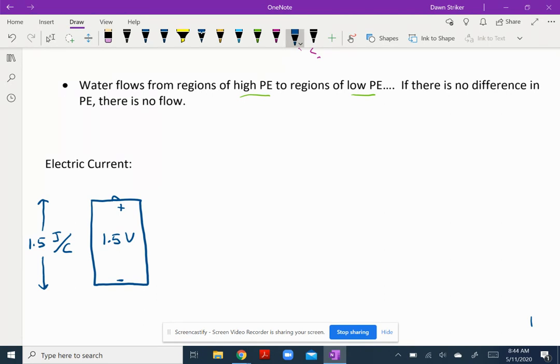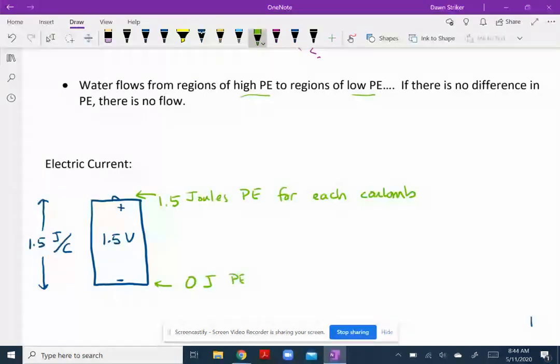All right. You could think about it as 1.5 joules of PE for each coulomb up here at the top, and at the bottom, the coulombs of charge have 0 joules of potential energy. And so the job of the battery is to boost the potential energy of the charge so that charge can do some work. Boost the potential energy of the charge. That's what's happening there. All right. So I'm going to get rid of this green, and I'm going to draw a little electric circuit.